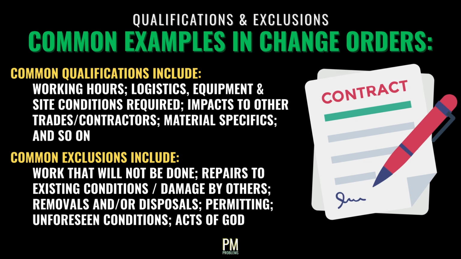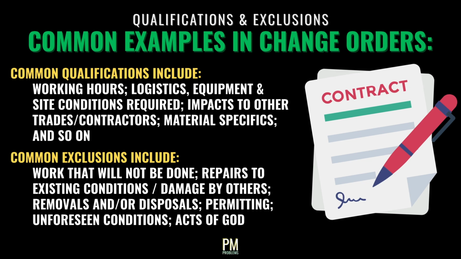Qualifications typically outline the specific terms that apply to the additional work. These can include the working hours for any labor forces involved, the logistics of using specific equipment or receiving and installing certain materials, effects that the work will have on other parts of the project, and so on. Exclusions, on the other hand, outline the details of any work that is not included as part of the additional work. A painting company hired to paint the inside of an office, for example, will likely exclude any repairs to the existing walls, or certain areas they won't be painting at all.